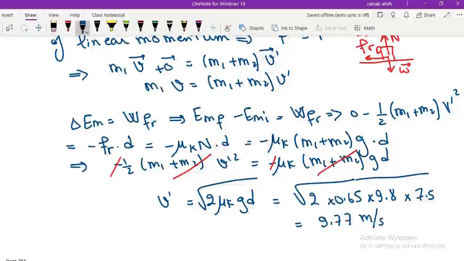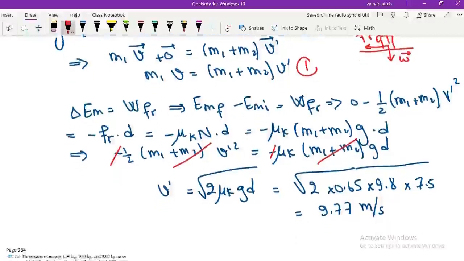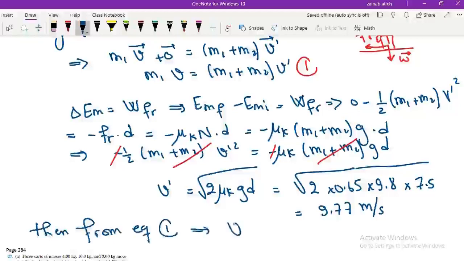Now I go back to the equation, I will call this equation 1. I go back to equation 1, I found V prime, and I substitute V prime in this equation to get V, which is the speed of the clay before the impact or before collision. So then, from equation 1 I will get V, it's equal to M1 plus M2 over M1 times V prime.